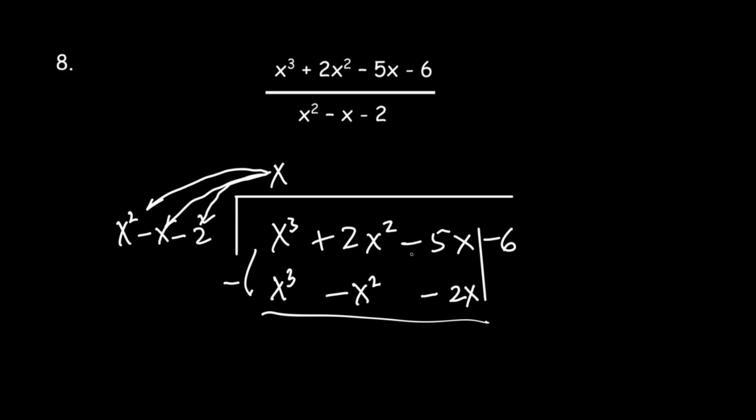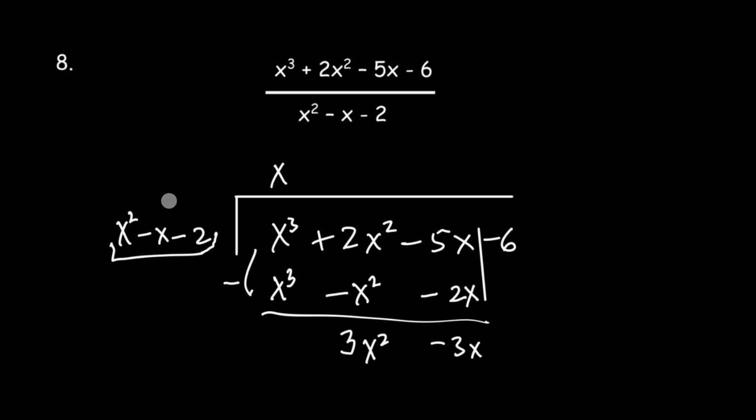So from here, we have negative 5x minus 2x is giving us negative 3x. Then 2x squared minus x squared is giving us positive 3x squared. Then x squared minus x squared is giving us 0. So this is what we have. Now, because we have 3 terms as divisor, I'll just go ahead and drop this last term right here so that I also have 3 terms. Very important. So this is what we have.